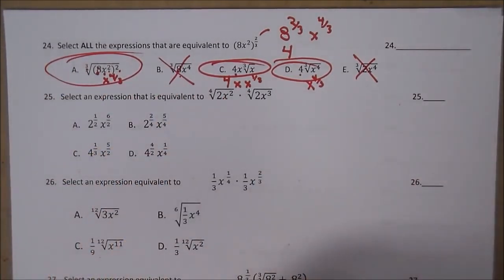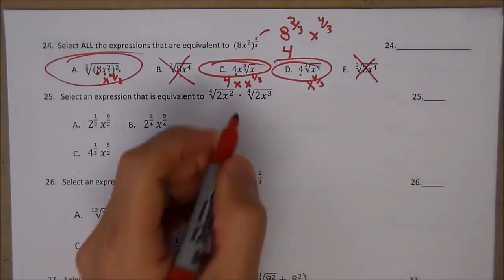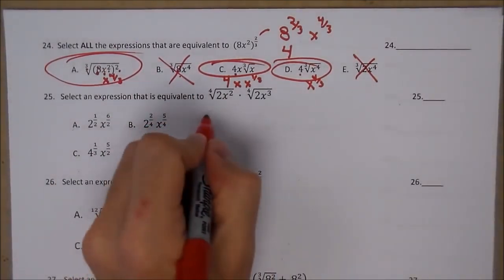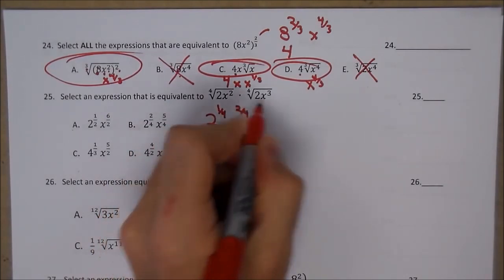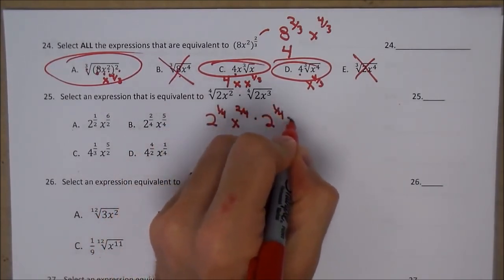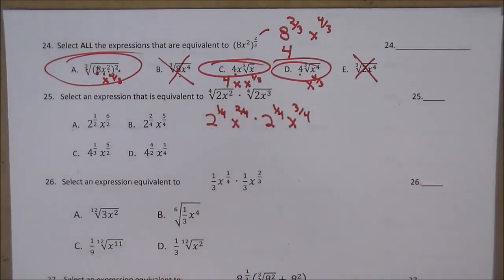Next one, let's look at simplifying. Both of them are going to have the 4th root. So let's go 2 to the 1/4 x to the 2/4 times 2 to the 1/4 x to the 3/4.